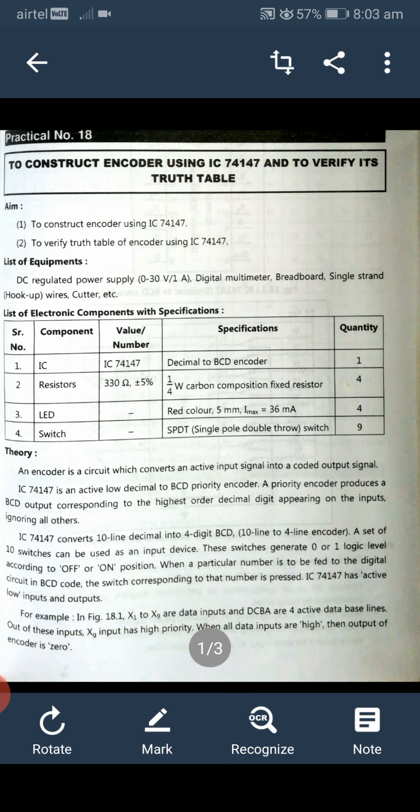For example, if X1 to X9 are data inputs and DCBA are the 4 active data lines. Out of these inputs, X9 input has high priority. When all data inputs are high, then the output of the encoder is 0.